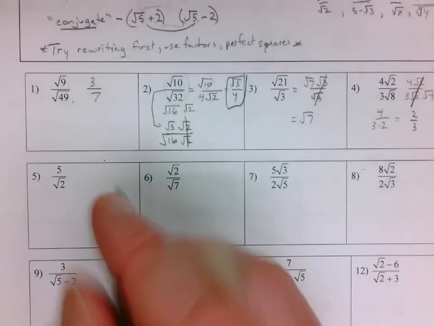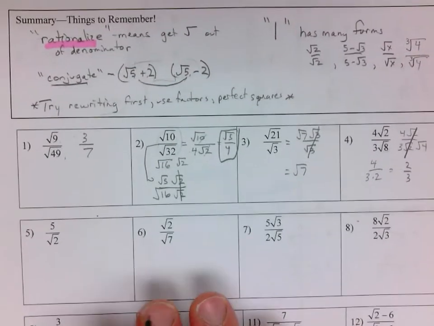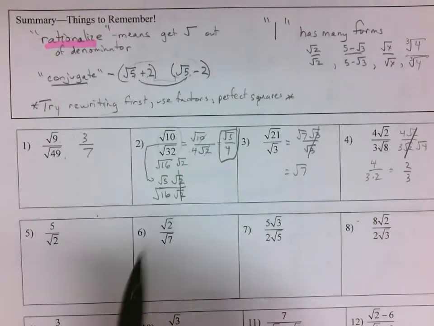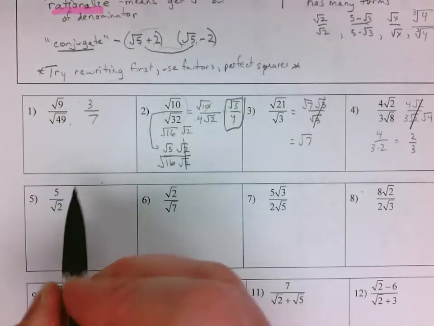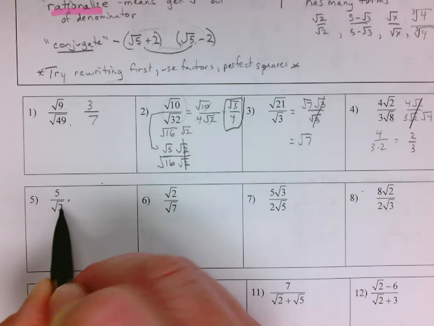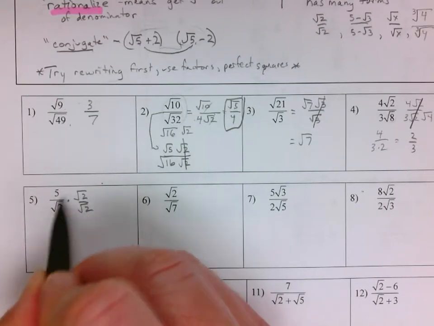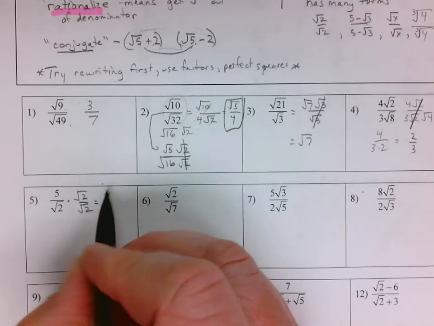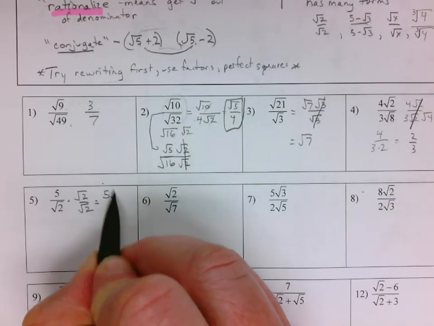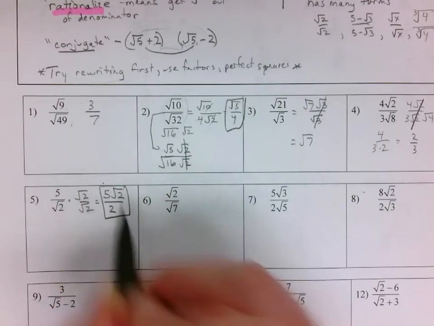5 over radical 2. Okay, so now we have one where we need to rationalize without using just our properties. We need to use our special 1. So we've already done this a little bit. I know that radical 2 times radical 2 is 2, so that's the 1 I want to use. I could use anything that makes this a perfect square, but you have to reduce later if you don't. So this is 5 radical 2. Radical 2 times radical 2 is 2. And that's your answer right there.